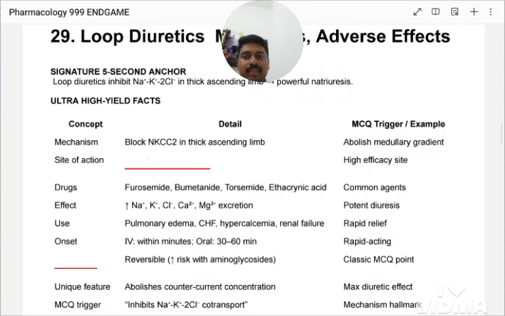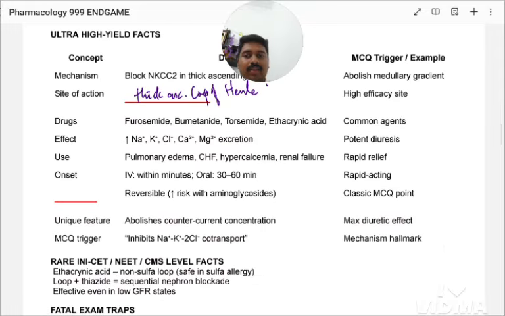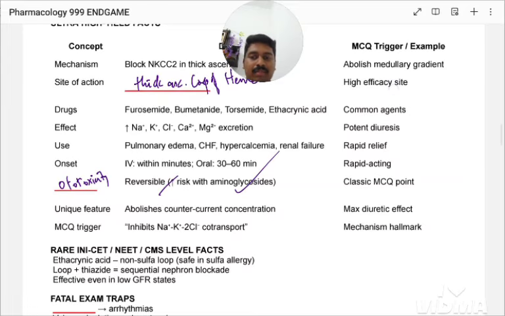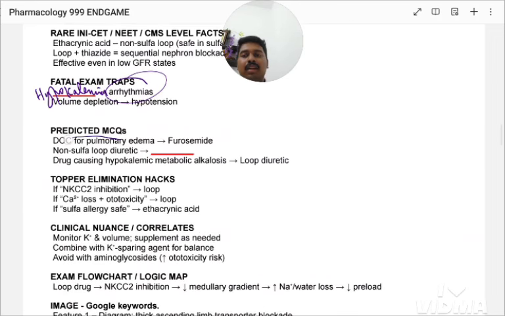So what is the site of action? Site of action is the thick ascending loop of Henle. There shouldn't be any doubt regarding this. Second, what is reversible with increased risk with aminoglycosides? It is ototoxicity. Remember, this ototoxicity is reversible. Next, what causes arrhythmia with loop diuretics? Hypokalemia. Hypokalemia is a dreaded complication. Non-sulfa loop diuretic is ethacrynic acid.